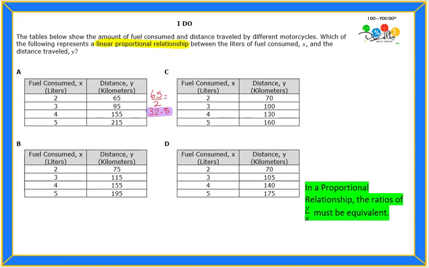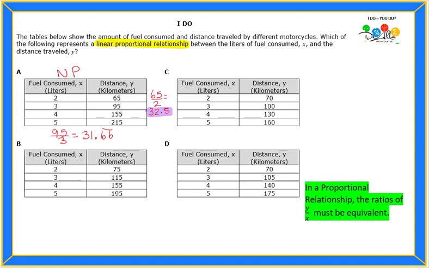So let's go on to the next one, 95 over 3, or 95 divided by 3, right? And we get 31.66. What do you notice? Did I get the same numbers? No, right? Therefore, this is a non-proportional relationship. So that's all we have to do. We just have to divide the y over the x.